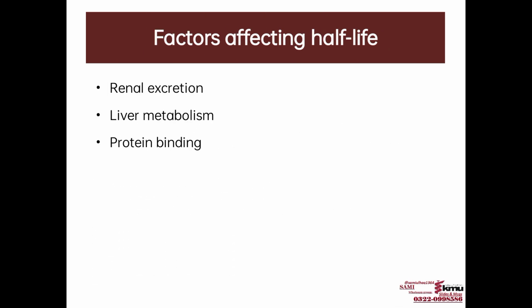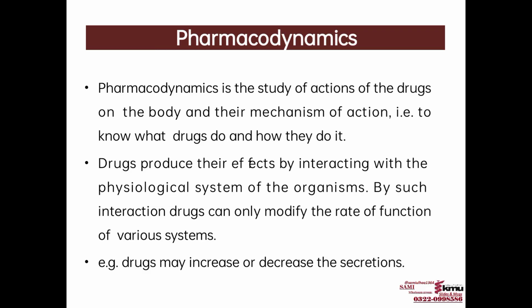Factors affecting half-life: renal excretion, liver metabolism, protein binding. Pharmacodynamics: what does the drug do to the body? Pharmacodynamics is the study of the action of drugs on the body and their mechanism of action, to know what drugs do and how they do it. Drugs produce their effects by interacting with the physiological systems of the organism. By such interaction, drugs can only modify the rate of functions of the various systems.